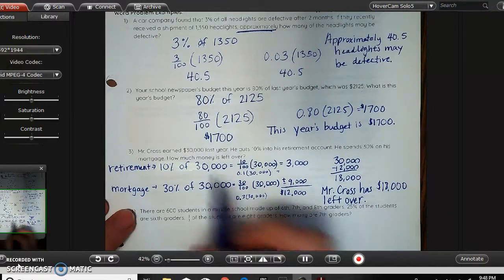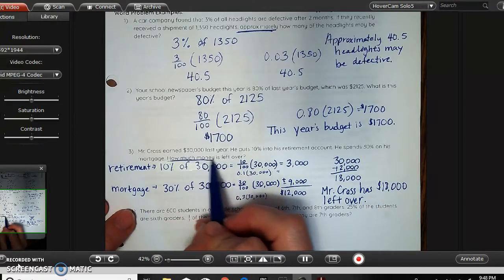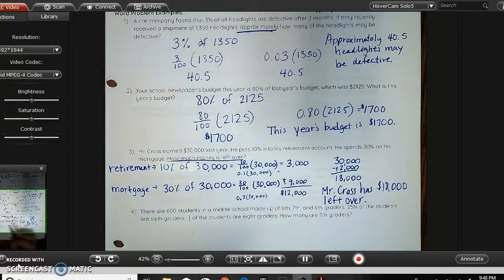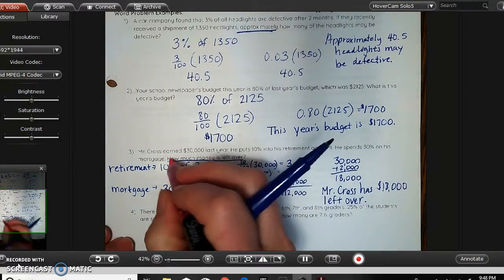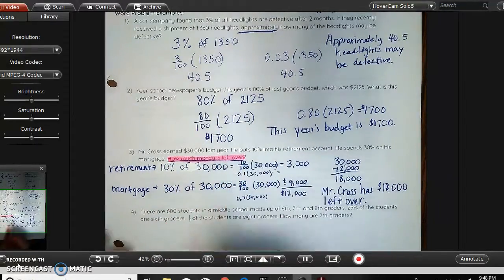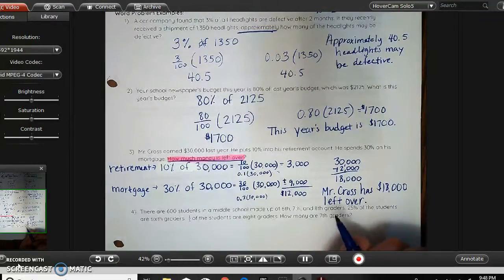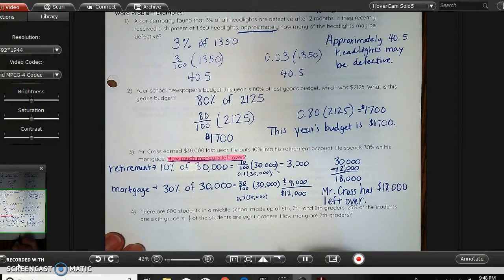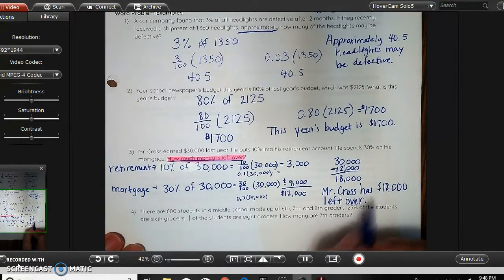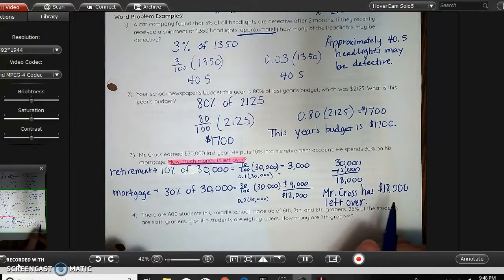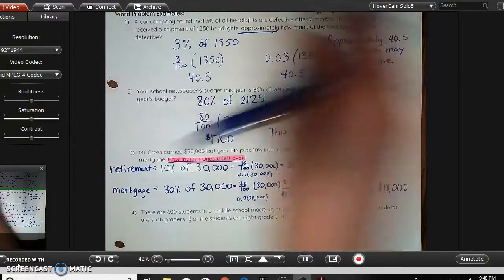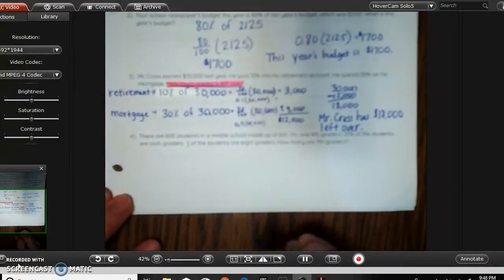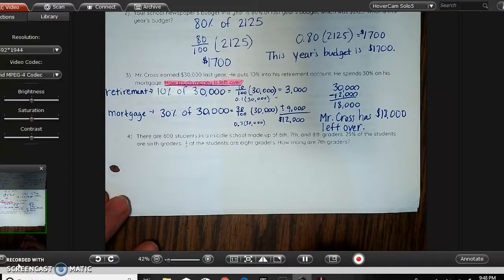But the question says, how much money is left over? And it's very important. First step in the 7 steps to problem solving is that you make sure you're answering the question that's being asked. Since it said how much is left over, I'm going to have to do 30,000 minus the 12,000 to find out that Mr. Cross has $18,000 left over. I'm sure he will probably be using that to buy food and such, obviously. So it's not just like, he's off partying, but he's got $18,000 left to live on.